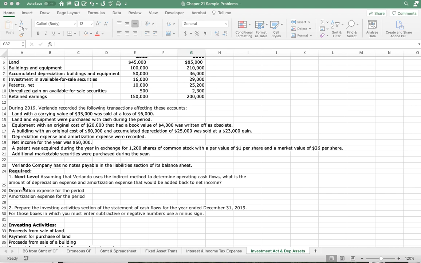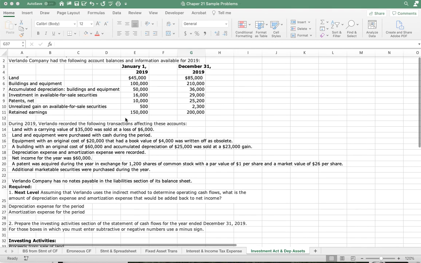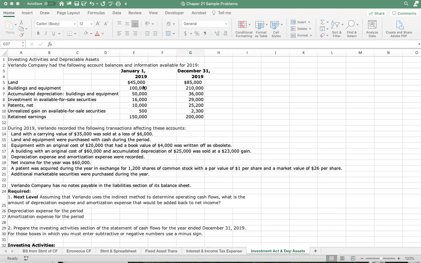So first, assuming that Verlando uses the indirect method to determine operating cash flows, what is the amount of depreciation expense and amortization expense that would be added back to net income? The easiest thing for us to figure this out is to create T accounts and then use this information to see how we got from the January 1 balance to the December 31st balance and fill in the missing information.